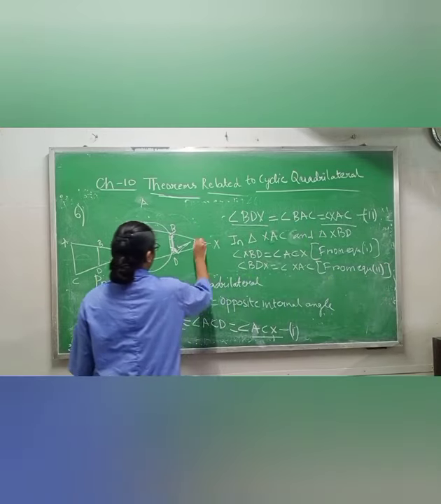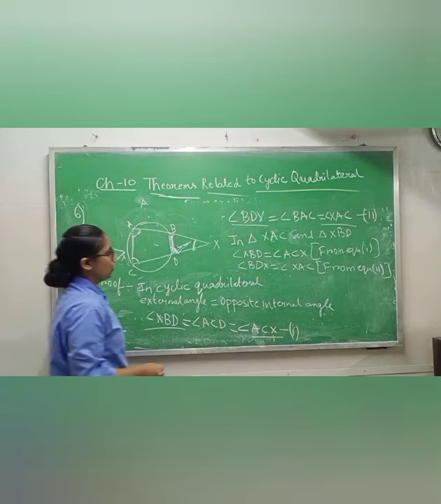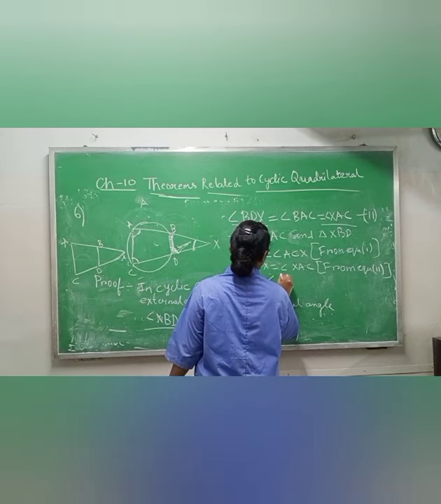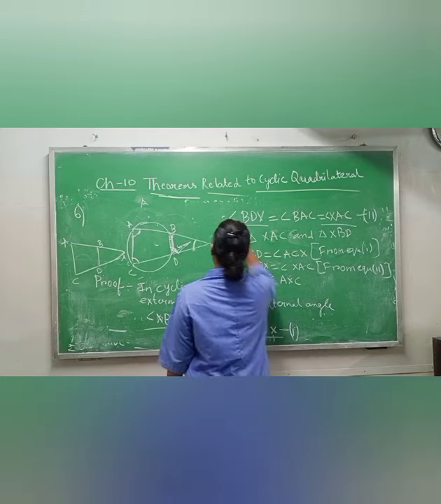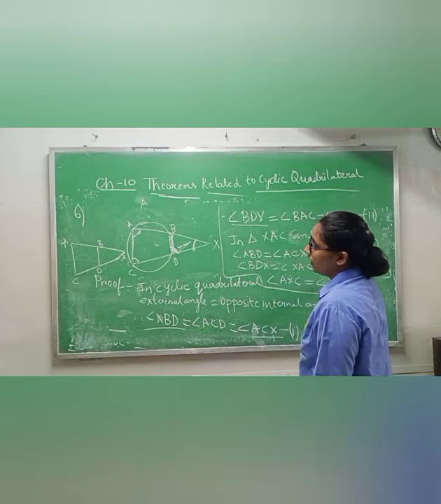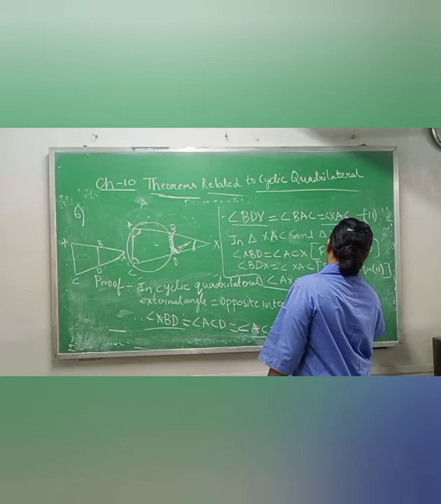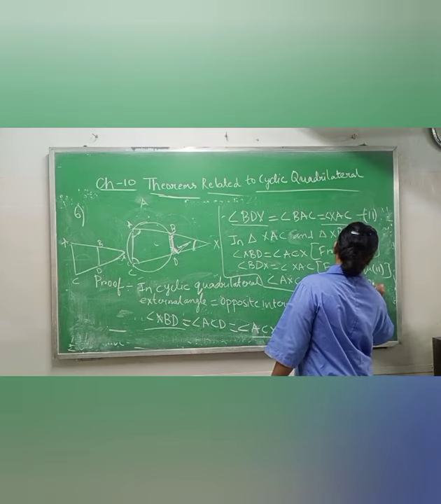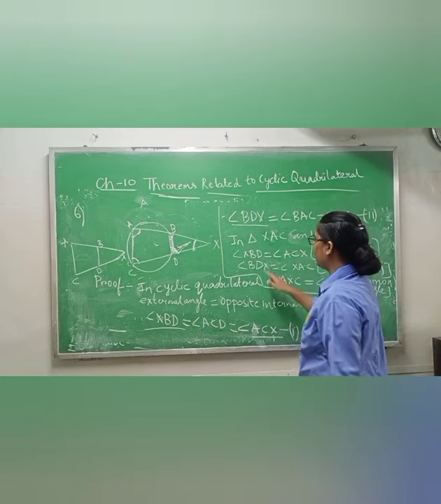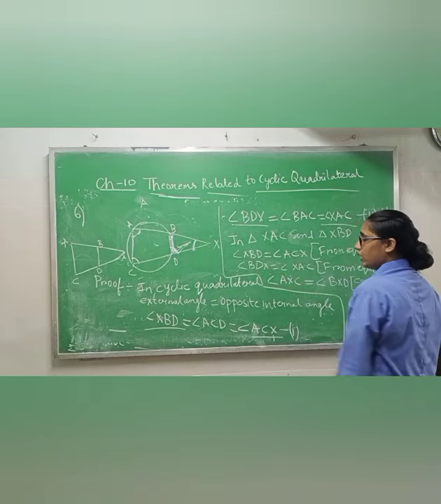See, this one is a common angle for both this triangle and the small triangle. So what will you write? Angle AXC is equal to angle BXD. And what is the reason? Common angle. Okay. So now you can see in a triangle there are only 3 angles, and you have proved that the 3 angles are equal.